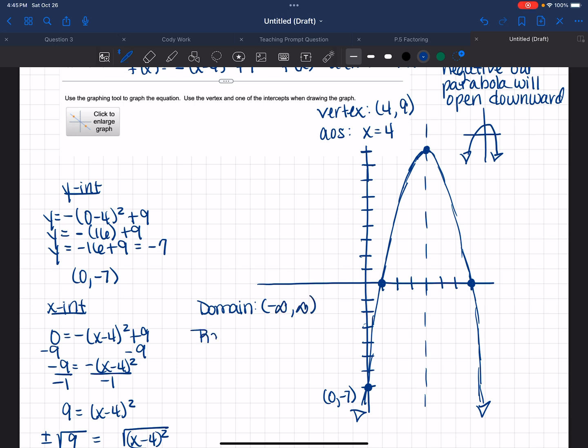And then my range. Okay, it's bottom to top. Well, what's my lowest y value? I never get to it. It keeps going down forever. So that's a negative infinity. And what's my highest y value? That's going to be at 9, because that's where my vertex is, at (4, 9). And that is actually equal, so we have a bracket there.